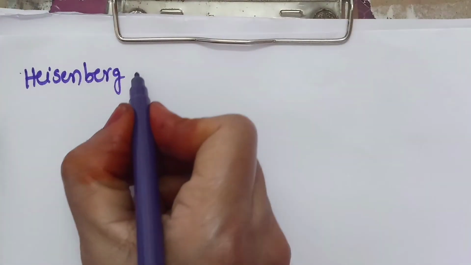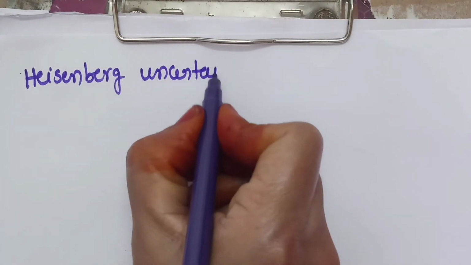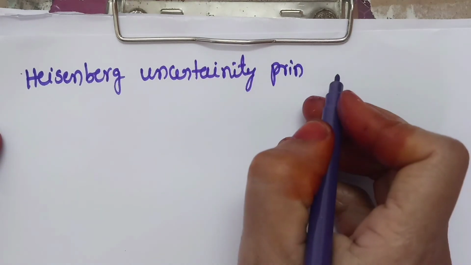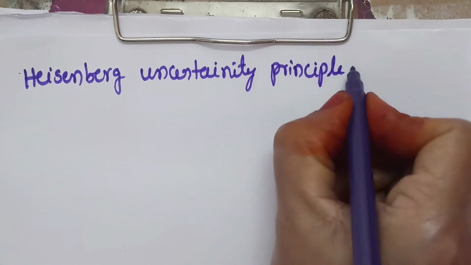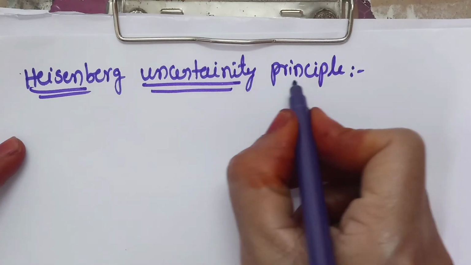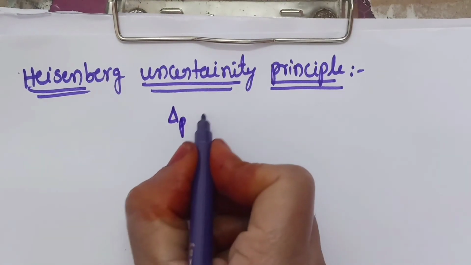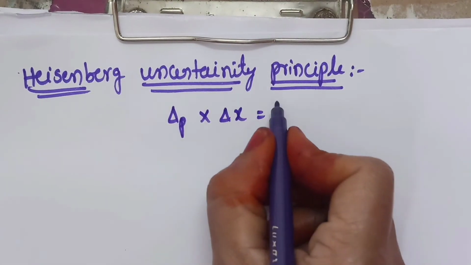According to the Heisenberg uncertainty principle, the momentum of an electron or a hole can be uncertain. Heisenberg postulated that there is always uncertainty in the position and momentum of the particle, and the product of these two uncertainties is of the order of magnitude of Planck's constant. So he has given an expression delta P into delta X is equal to h.